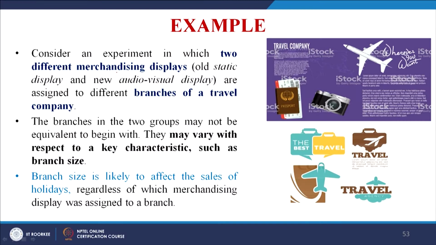Now, take this example. Consider an experiment in which two different merchandising displays are assigned to different branches of a travel company. The branches in the two groups may not be equivalent to begin with, they may vary with respect to characteristics such as branch size. Branch size is likely to affect the sales of holidays regardless of which merchandising display was assigned to a branch. So, here in this case when you do a selection on the basis of size or something, then you may lead to a problem that will create an error.